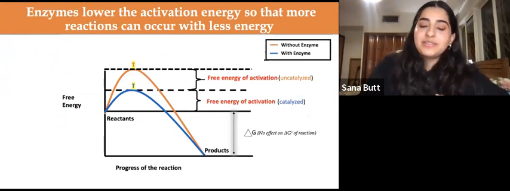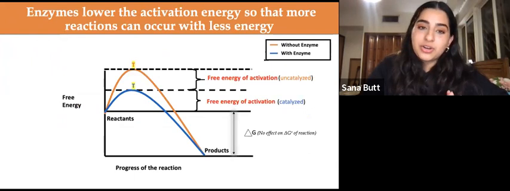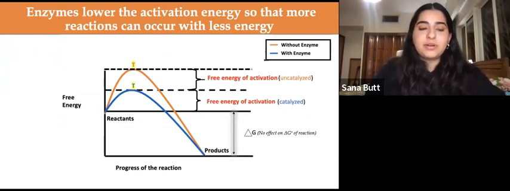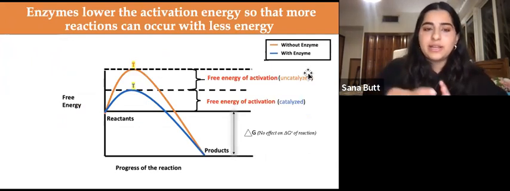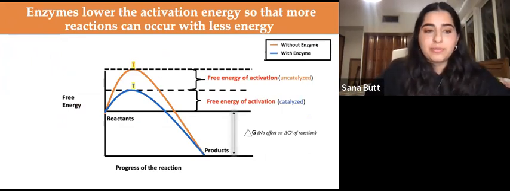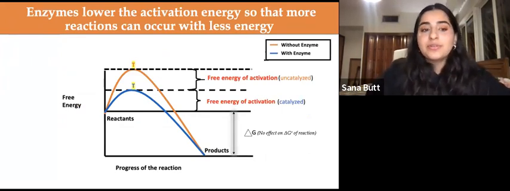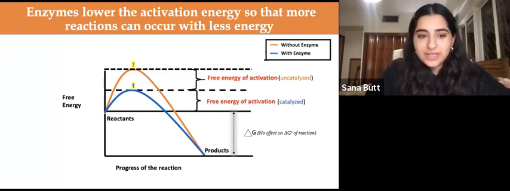So enzymes lower the activation energy so that more reactions can occur with less energy. This is adapted from Dr. Jada's slide as well, but I've added a few more things just to summarize it because he had 2 separate tables going on, but I combined those 2 to make it a little bit more simple. But basically you can think of the role of enzymes as you would think of cheap labor. You can equate energy to money.